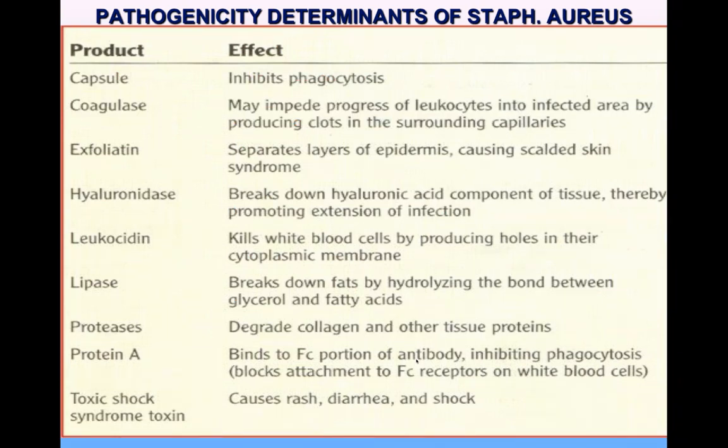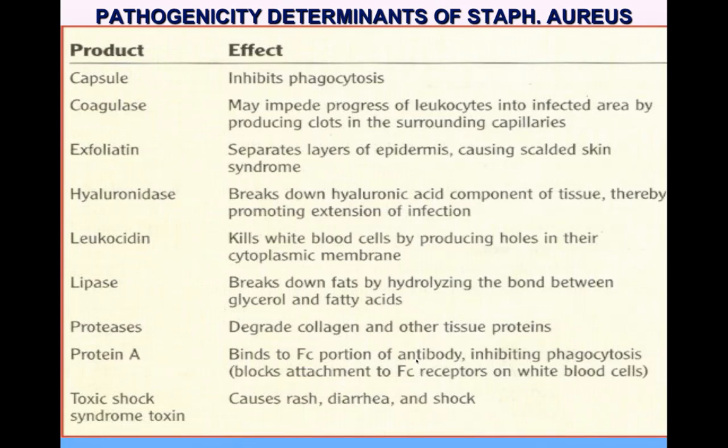Coming back to the capsule, we all know that it inhibits phagocytosis, and obviously it's going to facilitate the multiplication of this organism. Coagulase is going to prevent the entry of leukocytes into the infected area by producing clots in the surrounding capillaries, as a result of which these leukocytes cannot go to the site of infection and cannot kill the organisms. Exfoliatin is responsible for scalded skin syndrome, and it is going to separate the different layers of the epidermis, producing the bullae, which are a very important clinical sign of this disease.